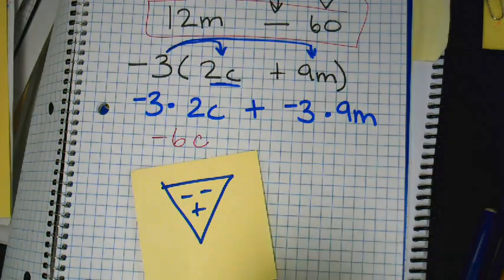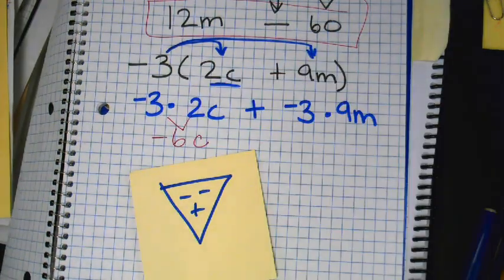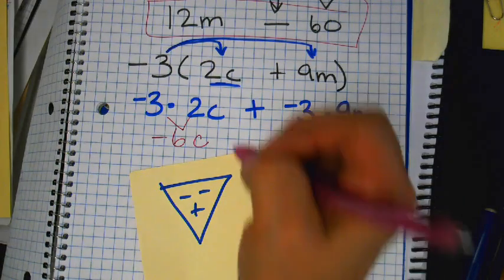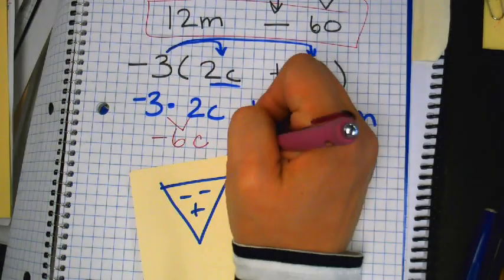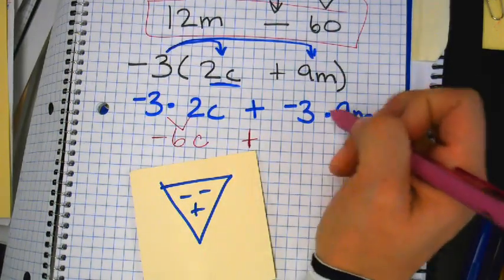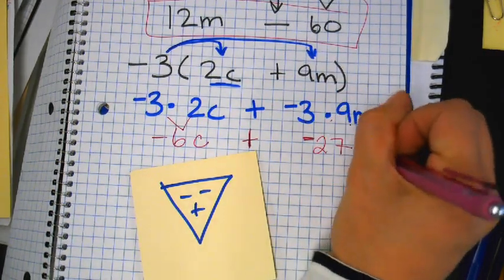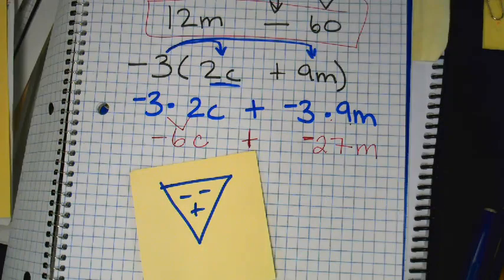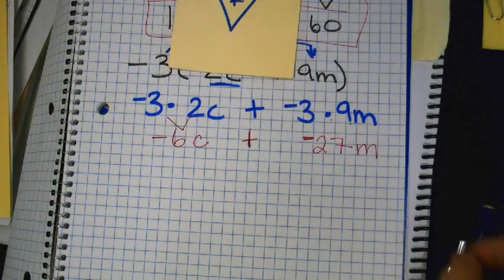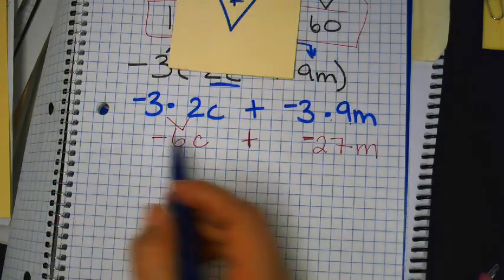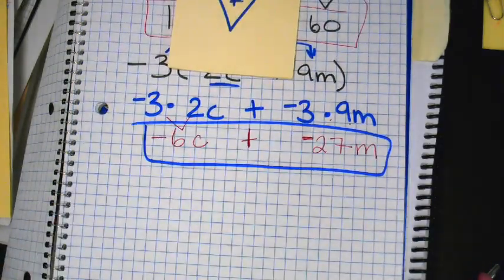So this right here looks super hard and complicated, but it's really easy. Negative 3 times 2c is just negative 6c. Plus negative 3 times 9, negative 27m. Can I put those two together? No. Uh-oh. If the variables are not the same, you can't put them together. All right. Oh, this is super hard. This is your answer. This is your answer.